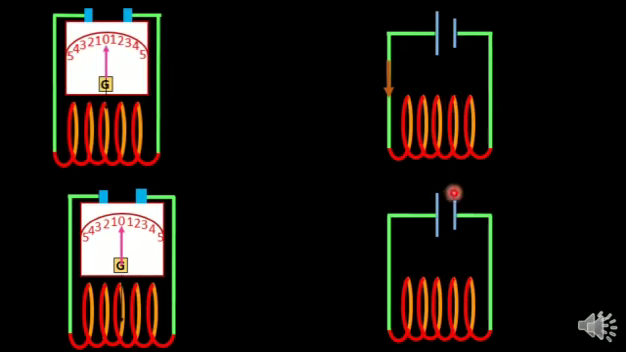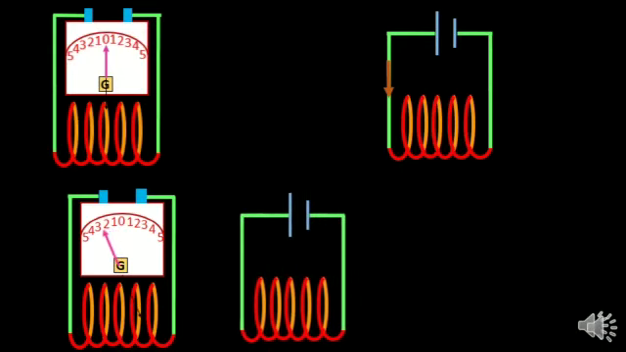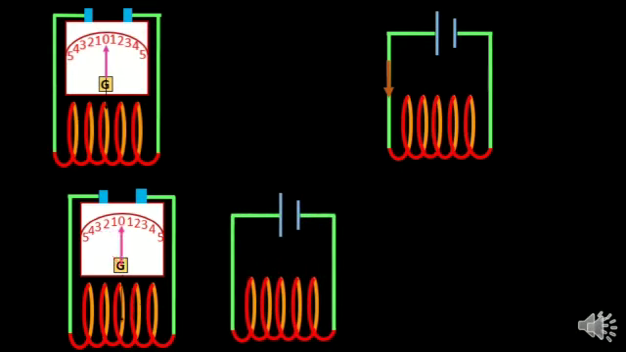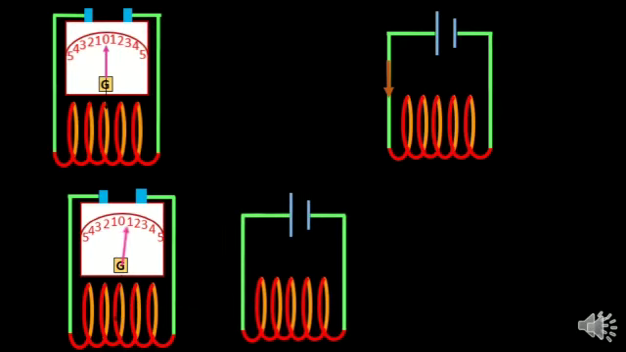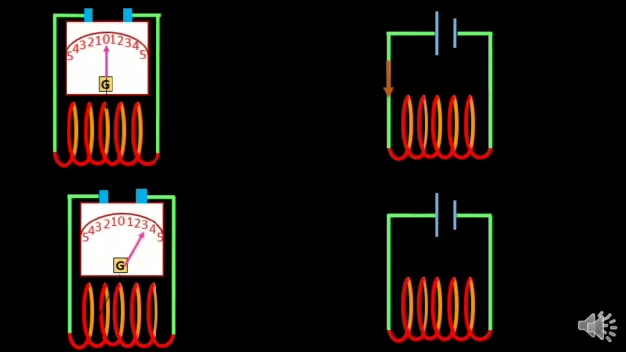If coil 1 is kept stationary and coil 2 is moved towards coil 1, current is induced in coil 1 and a deflection is observed in the galvanometer to the left of 0. If we move coil 2 away from coil 1, a deflection is observed in the galvanometer to the right of 0. Hence, current is induced in the coil in opposite directions. From all these observations, we conclude that when there is relative motion between these two coils, a current is induced in the first coil.